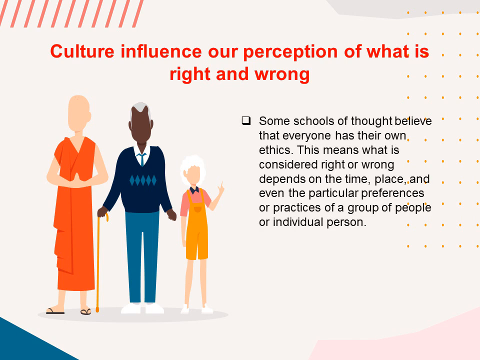Some schools of thought believe that everyone has their own ethics. This means what is considered right or wrong depends on the time, place, and even the particular preferences or practices of a group of people or an individual person. There are cultural and individual differences. In some cultures, people may think it is wrong to place their elbows on the dinner table, while in others, it is totally acceptable. Some people may prefer drinking tea and others coffee.